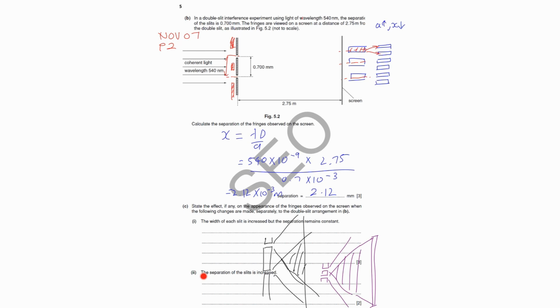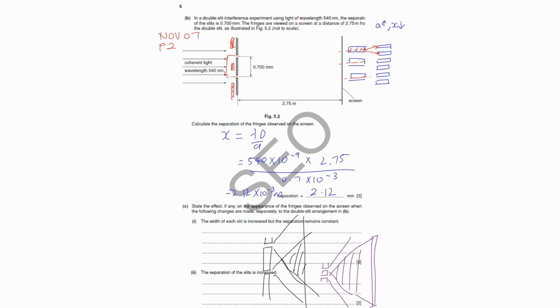Now, the next one, the separation of the slits is increased. If you remember that the formula for x is lambda D over a, so when we increase the a, obviously the x will decrease. So that's the first point, the separation of the bright fringes decreases. But what happens to the appearance, which is the bright and dark fringes, brighter or darker?